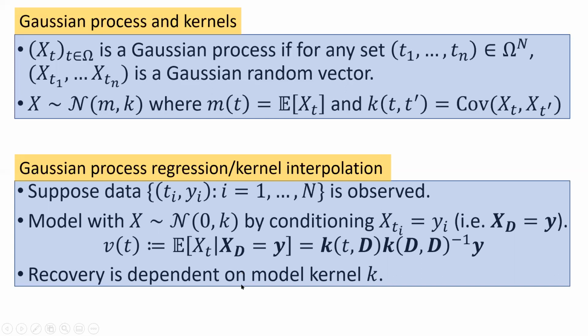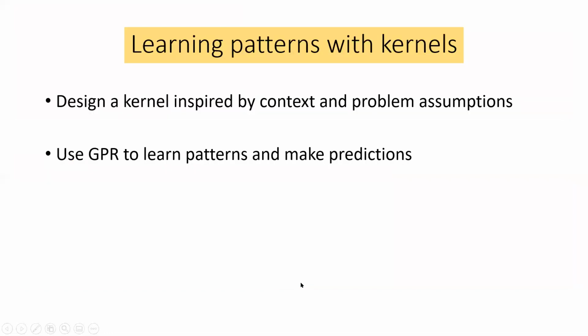This is the main challenge typically in using Gaussian process regression in applications. It can potentially be unclear which model kernel best describes the correlations within any particular data set. But in the first couple of problems we will look at, we will be able to design a kernel based on the context and assumptions of the particular problem.